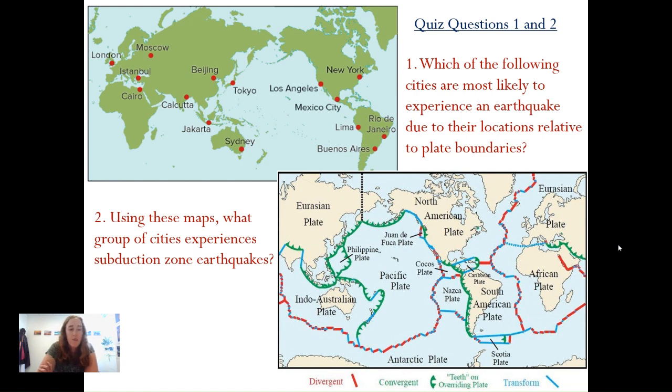And then based on that, to review the content from plate tectonics, the second question is using these maps: what groups of cities experience subduction zone earthquakes? You'll have to remember what a subduction zone is, figure out what kind of plate boundary that is, and then use the map to figure out which cities correspond to those types of plate boundaries.